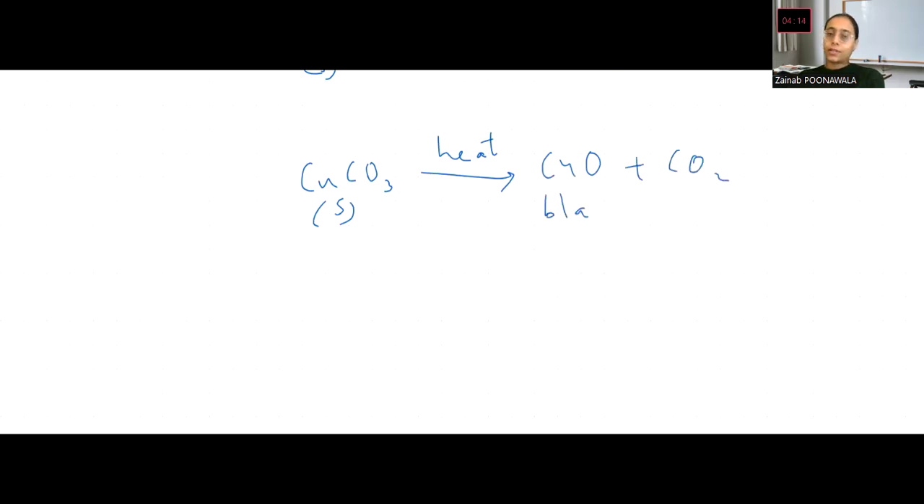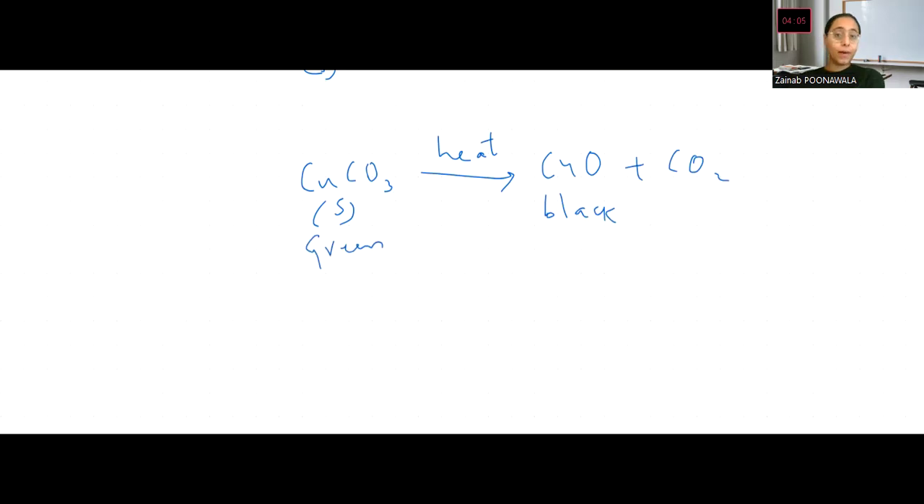Now, let's look at this substance. It is a solid, and I'm going to heat it, and it produces copper oxide and carbon dioxide. Now what is this? Physical change, chemical change?